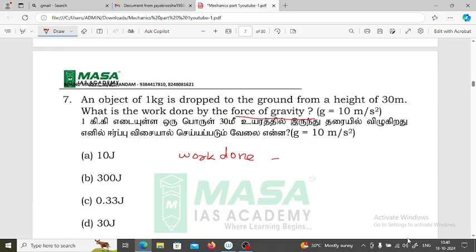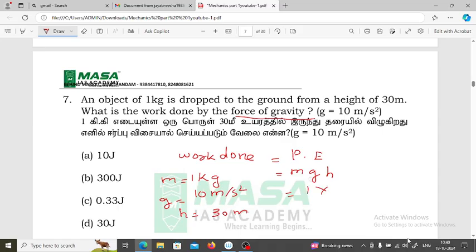So here the work done by the force of gravity is equal to potential energy. We know the formula for potential energy, that is mgh. What are the given values? Mass m is equal to 1 kilogram. G is given, that is 10 meter per second square, and h also given, 30 meter. Substitute all the values: 1 into 10 into 30. So what is the answer? 300 joule. Very, very simple question. Option B is correct. 300 joule.